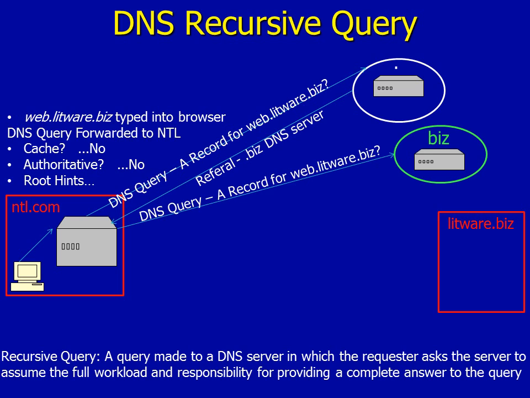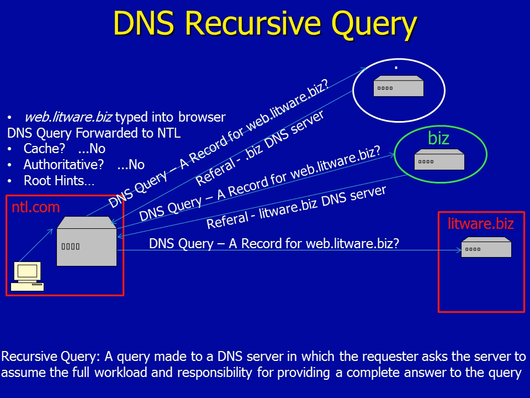Then the query goes out to the .biz server. What is the A record for web.litware.biz? Again, these queries are all sent out using UDP as a transactionless or connectionless protocol. Again, it's not authoritative for that zone, but it does come back with a referral response. The referral response is: I've got the IP address for the litware.biz DNS server.